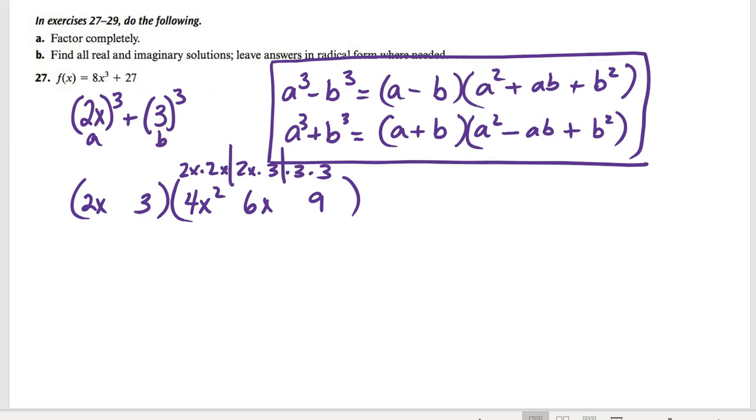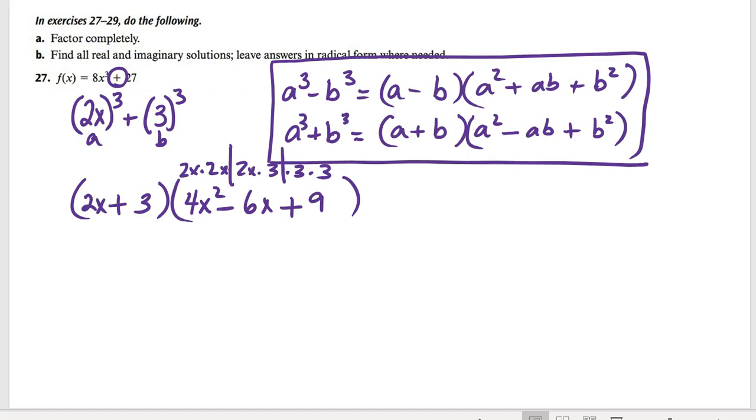Now, for the signs, an easier way to remember it is same, opposite, always positive. And that will work for sum of cubes and difference of cubes. And when I say same, I mean same as the problem.